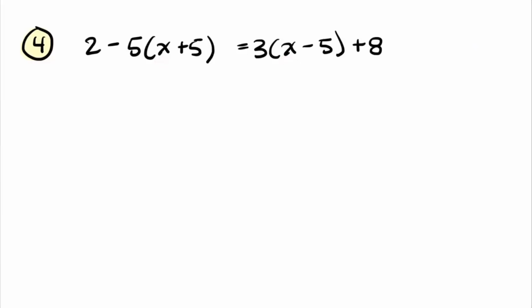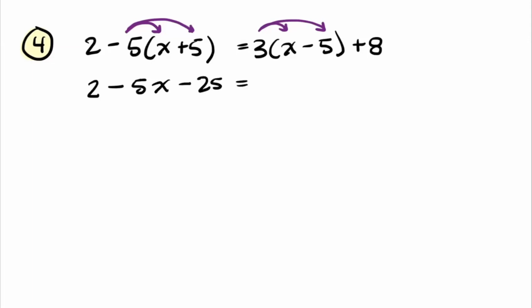So before we do anything here, we're going to have to distribute the negative 5 and the 3 into the parentheses. Remember your order of operations, you can't do 2 minus 5 first. This multiplication comes before this minus. So we really have to do this multiplication first. So we'll have 2 minus 5x, and then negative 5 times 5 is minus 25. Okay, bringing the 3 into the parentheses, we'll have 3x minus 15, and then we still have that plus 8.